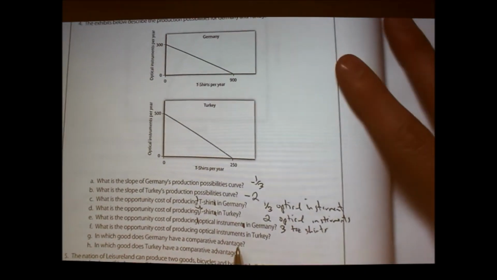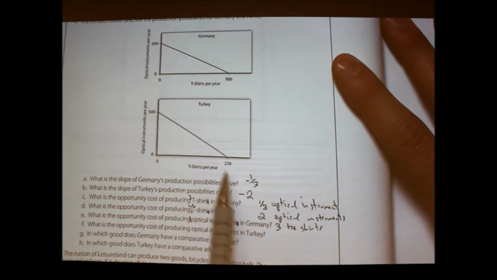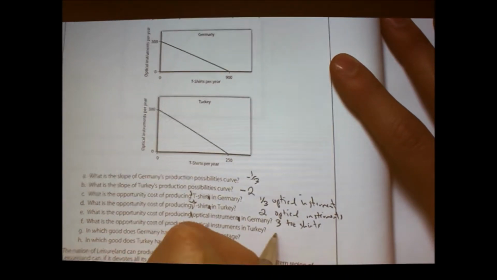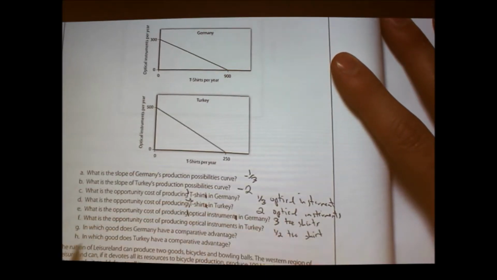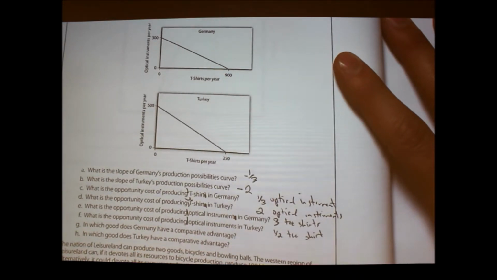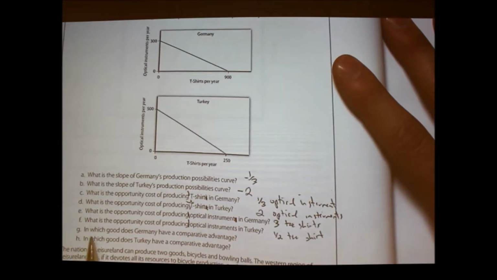What is the opportunity cost of producing optical instruments in Turkey? Well, if you produce 500 optical instruments, you give up the opportunity of producing 250 t-shirts. In other words, if you produce 1 optical instrument, you give up the opportunity of producing 1/2 t-shirts. What is the opportunity cost of producing 1 optical instrument in Turkey? 1/2 a t-shirt. In which good does Germany have a comparative advantage? In which good does Turkey have a comparative advantage?